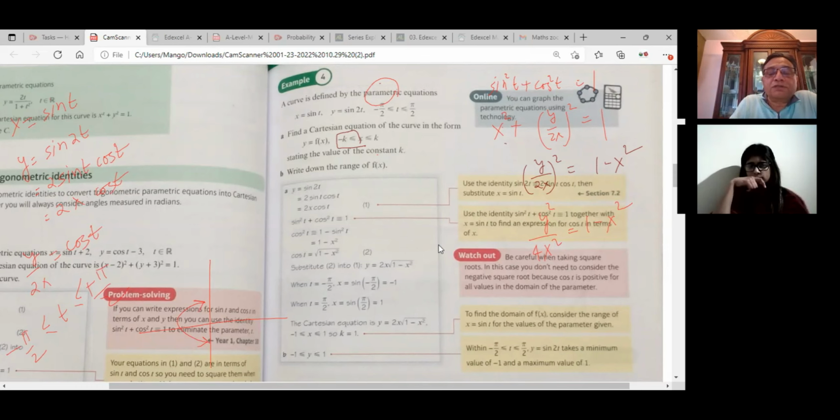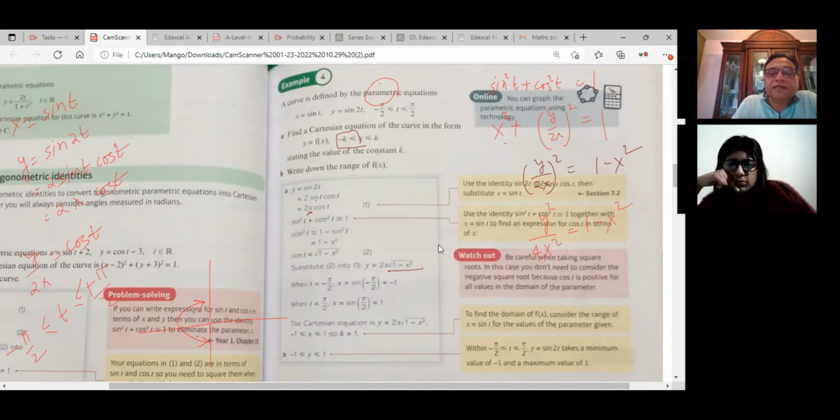Now, cos is negative, mainly because we are in quadrants 2 and 3, right? So substituting, we get y equals, because y is sine 2t, 2x times the value of sine, and cos t is the square root of this. So we have y equals 2x square root of 1 minus x squared.